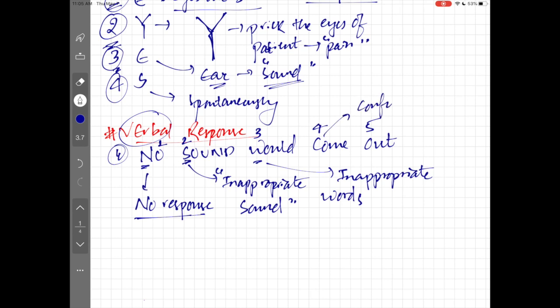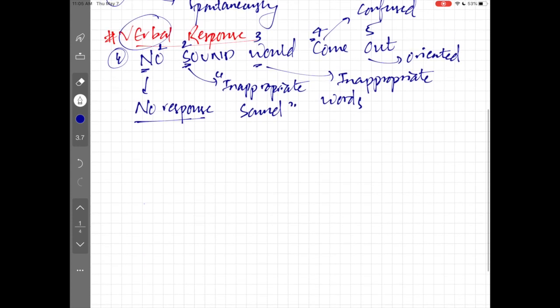C means he is confused, right? So he gets a score of 4. And O means he is oriented, right? So he gets a score of 5. So "No sound would come out" is scored serially, 1, 2, 3, 4, 5, right?